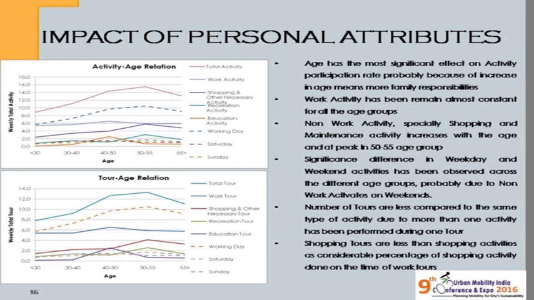And one thing is that activities and tours are both there, but the number of activities is more than tours. Like in the previous example I gave, if one person goes from home to work to shopping then home, it is actually a work tour, because work is the main purpose. So a shopping activity is there, but not a shopping tour. So the number of shopping tours is less, but shopping activity is more compared to that.